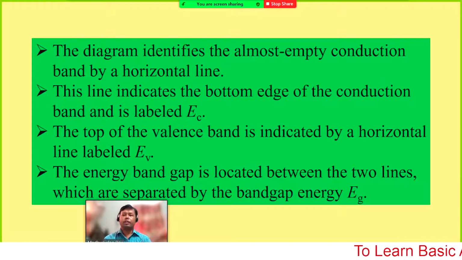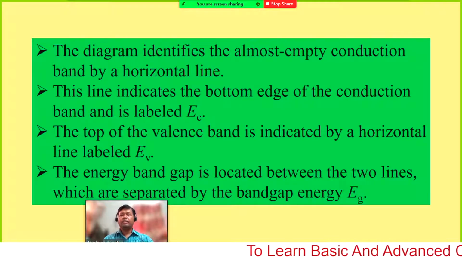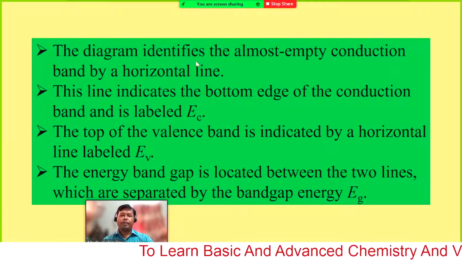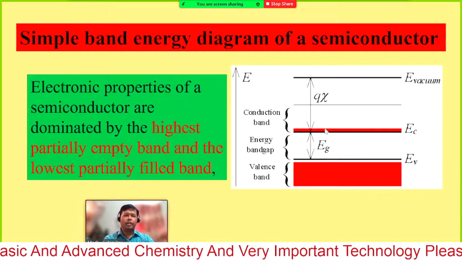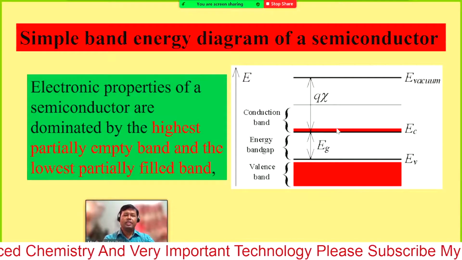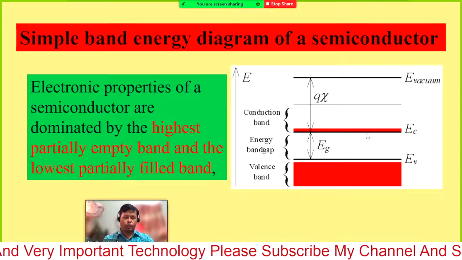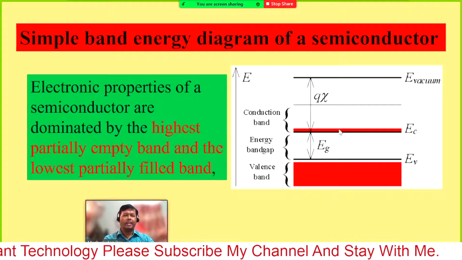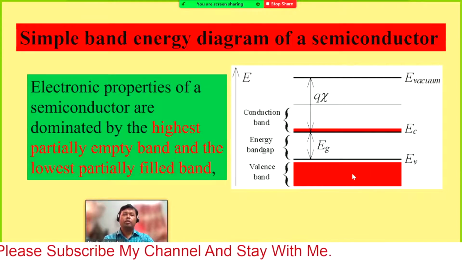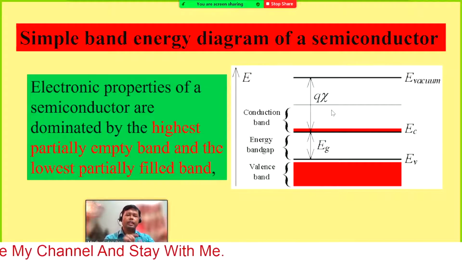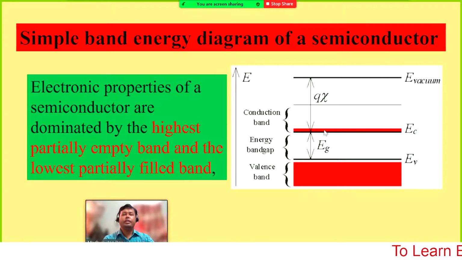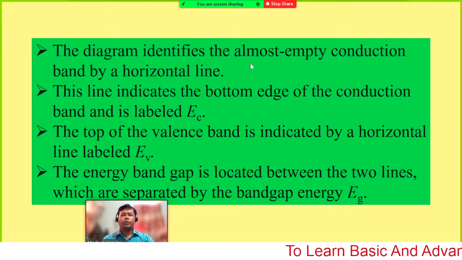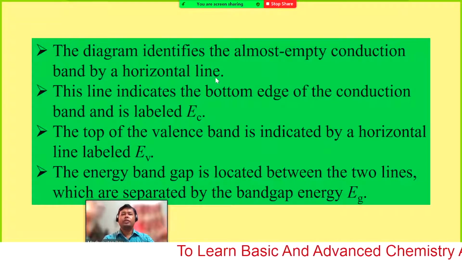What I have shown in the diagram is described here, and I will read it out. The diagram identifies the almost empty conduction band. I have already shown the almost empty conduction band, with just a little bit of electrons. This is the red portion, a lot of electrons, and here a little bit. This is our conduction band, but we have very few electrons, so we can consider it the partially filled conduction band.